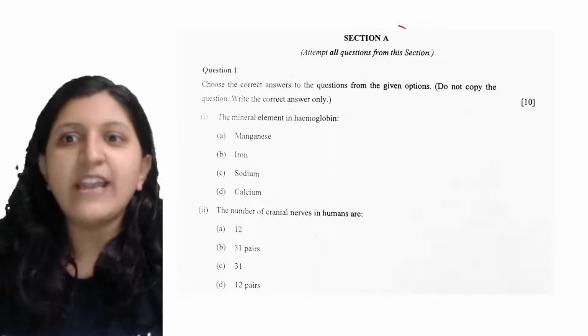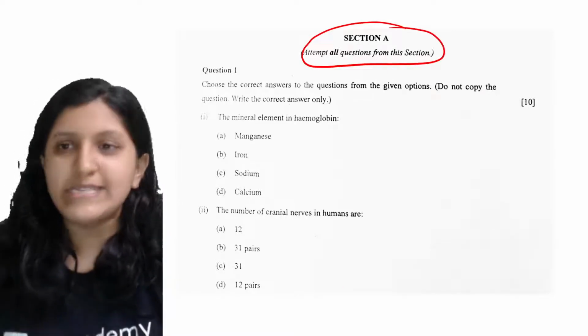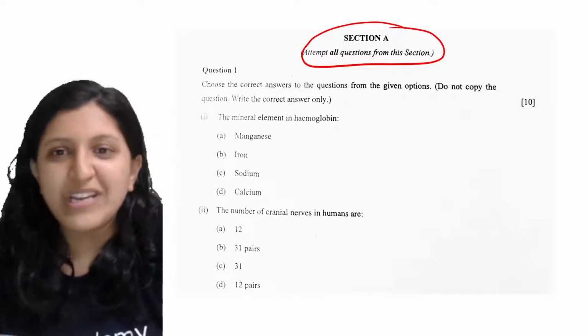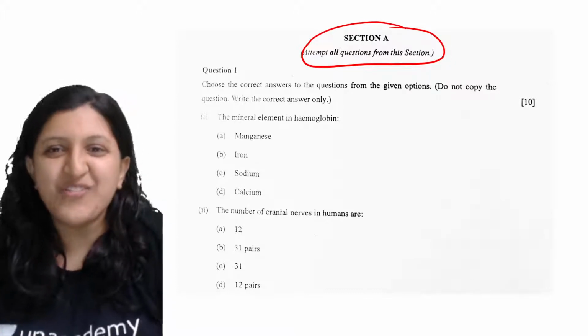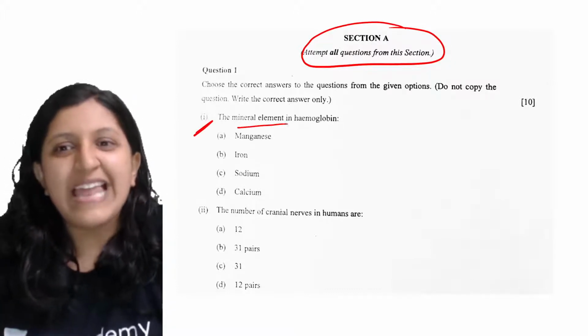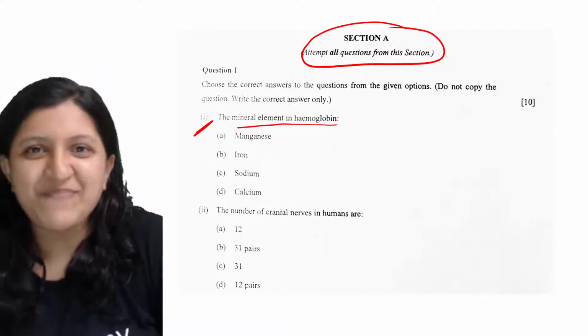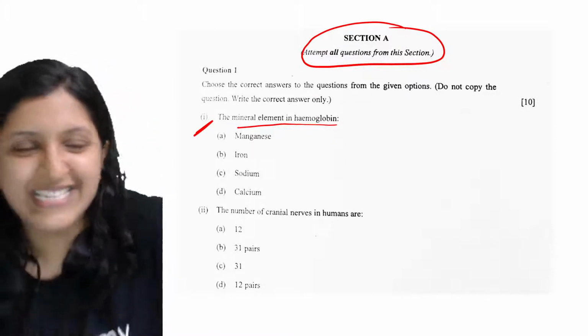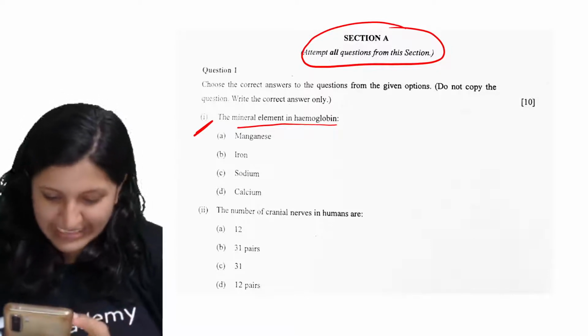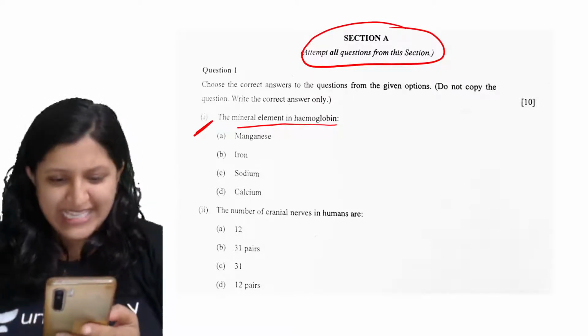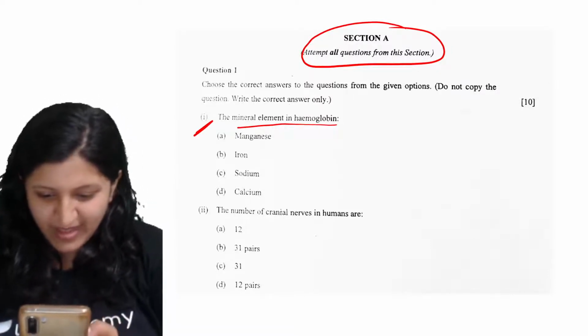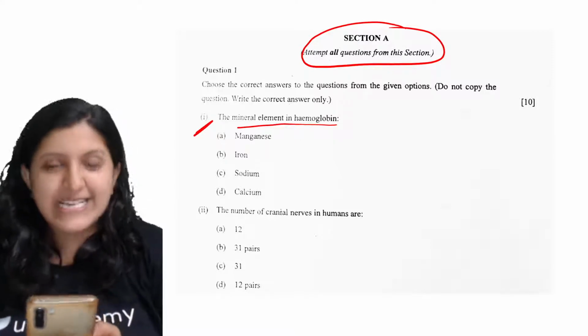Section A: attempt all the questions from this section. What have you written for this one? The first question: the mineral element in the hemoglobin. This was a very easy paper, I guess. At least I felt it was easy, and I think for you also it was easy. We'll discuss each one of these.